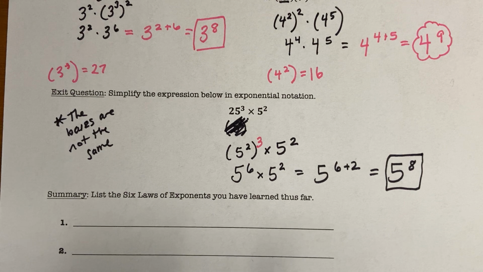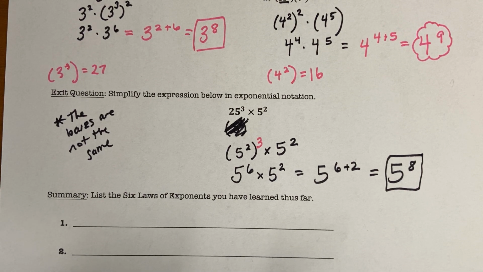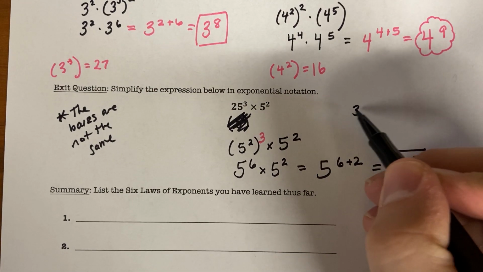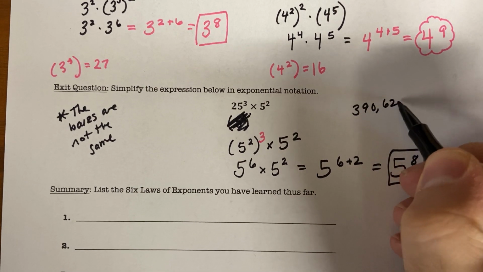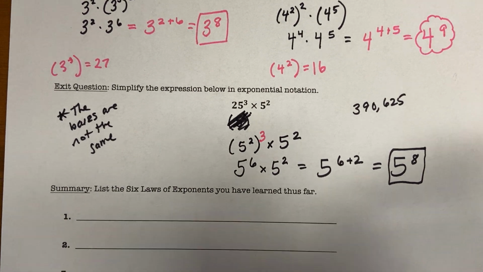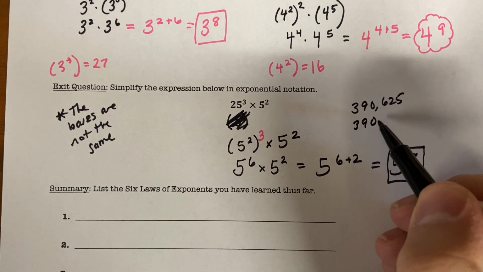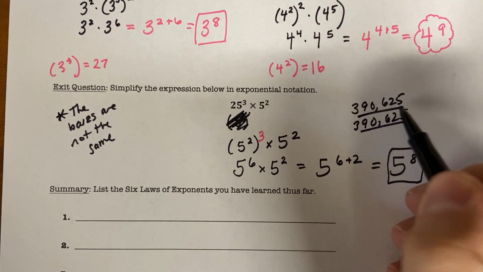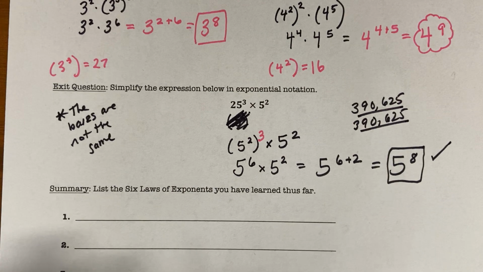Again, if I wanted to, I can always check if I did this correctly by doing 25 to the 3rd power times 5 to the 2nd power. That gives me 390,625. All right, I'm doing this live, guys, so now I want to see if I did this correctly. If I type in 5 to the 8th power, I also get 390,625. They're equivalent, so I know I did it correctly.